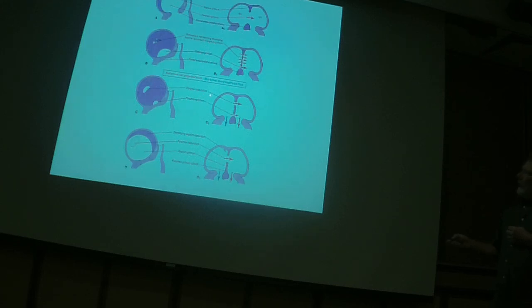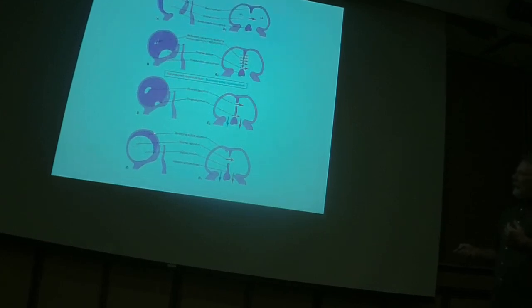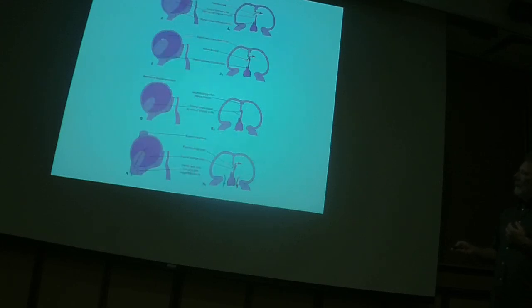As this foramen primum is closing off, a second septum begins to develop. This is the septum secundum. As this septum develops, it begins to overgrow that foramen that developed by apoptosis. And now what you've developed is what's called a foramen ovale.